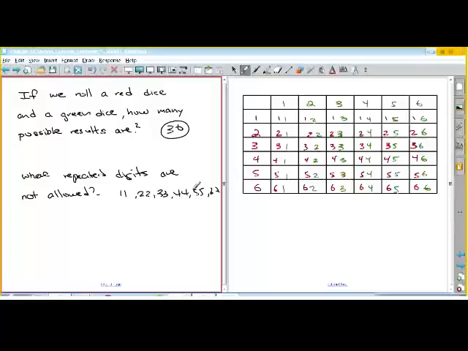So what I would do in that case is I would say, okay, here's all my possibilities. Let me eliminate the ones that don't apply, that I'm not allowing. So I would mark these out. How many am I marking out? 1, 2, 3, 4, 5, 6. So the answer, if I said, what are the possible results where repeated digits are not allowed, the answer would be 30.